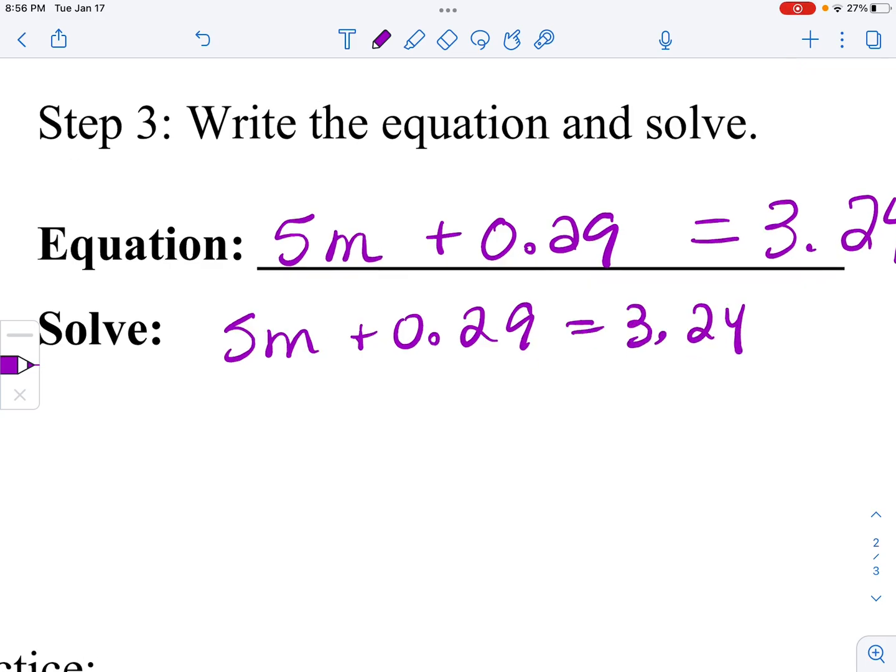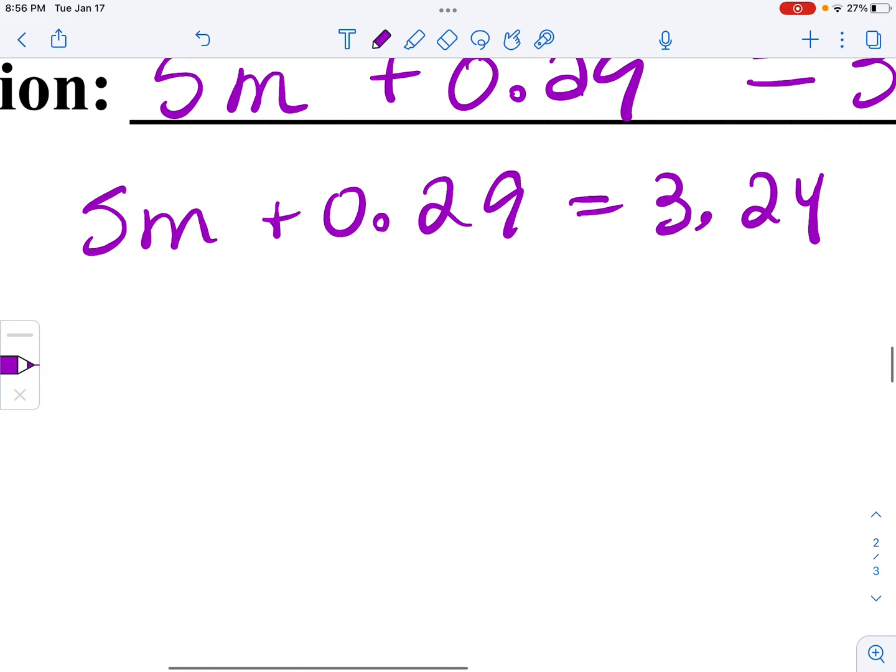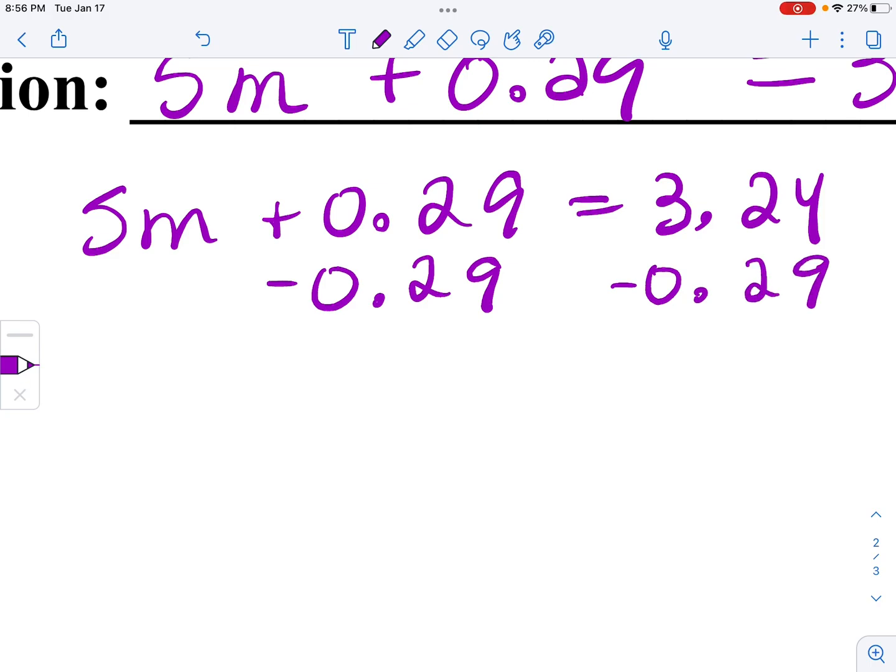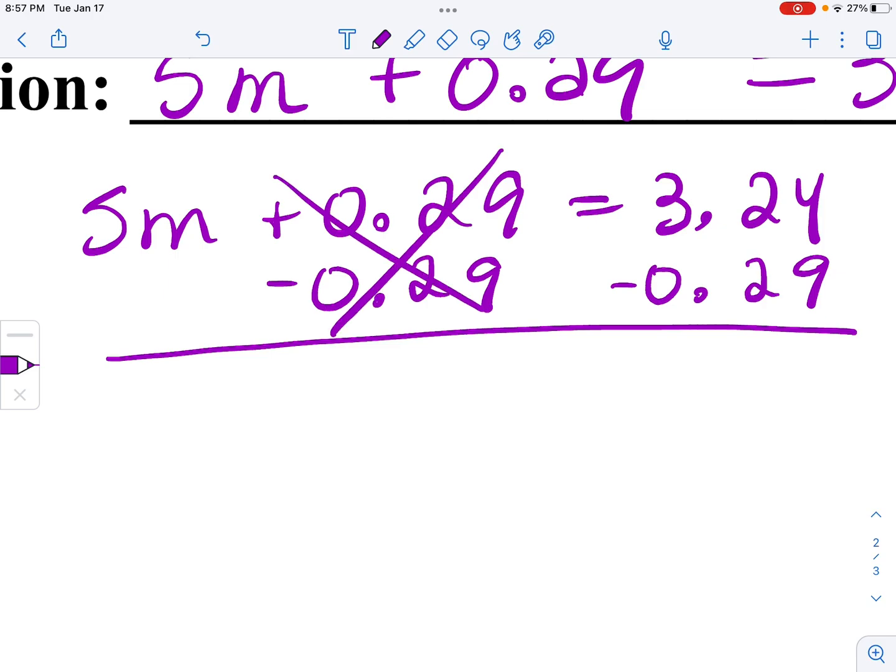Think about what operations you see. So I see addition. So we're going to use subtraction. We're going to subtract. But whatever you do to one side, you do to the other. I draw my line. Opposites cancel. I'm going to bring down the 5m and the equal sign. And now we're going to do this math.